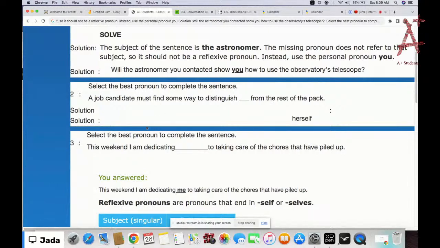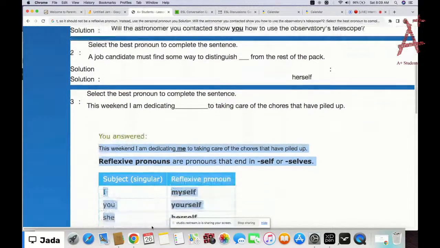So it's going to be: this weekend I am dedicating myself to taking care of the chores that have piled up. Okay?